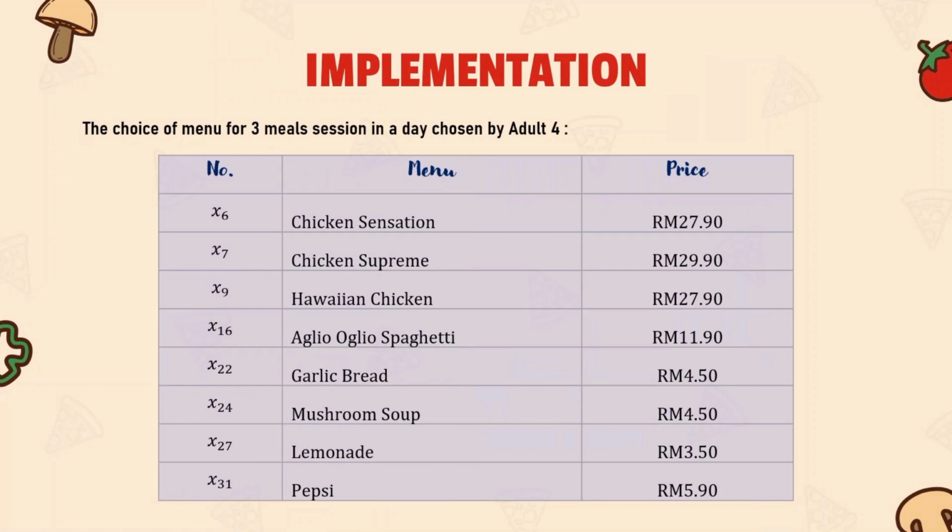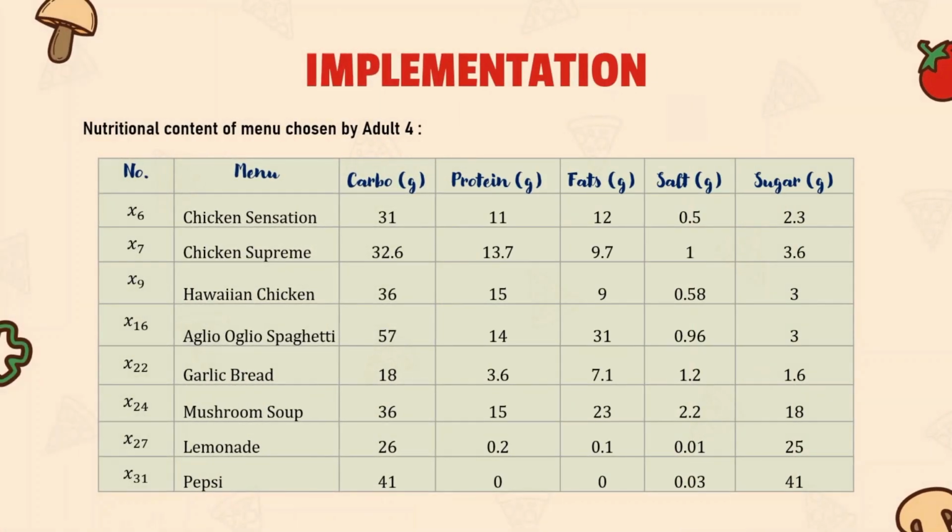Next is the implementation. This is the menu that adults choose when they buy a meal at Pizza Hut, which is chicken sensation, chicken supreme, Hawaiian chicken, aglio spaghetti, garlic bread, mushroom soup, lemonade, and Pepsi. We also have the price of each menu item. As you can see, the table shows the nutritional content of the menu chosen by adult 4, which is carbohydrate, protein, fat, salt, and sugar.